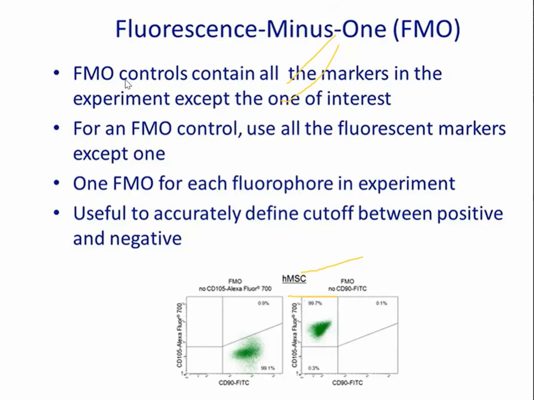Okay, so fluorescence -1 was previously used. Now nobody is using it. FMO control contains all the markers in the experiment except the one of interest. For an FMO control, use the fluorescent markers except one, one FMO for each fluor in the experiment. Useful to accurately define the cutoff point between positive and negative. Okay, so that is basically to draw your quadrant. So if you are running, after compensating, fluorescence -1, you know where to put a cutoff between your negative population and positive population.